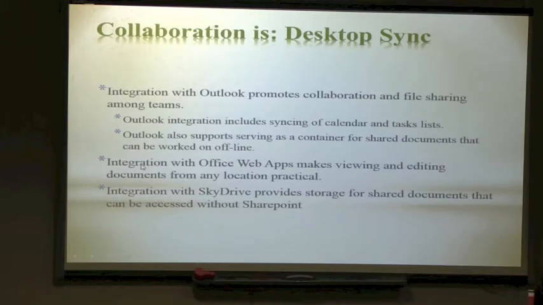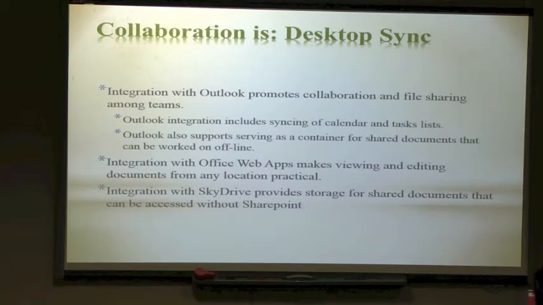Integration with Office web apps. Part of the reason this works off-site on any computer is because Office web apps will allow you to open the documents online through the browser. It's not going to require having Microsoft Office on the local machine. So if you're working from home and you don't have Microsoft Office on your home machine, it's not going to be a problem. Now, you won't have all the features and functionality.